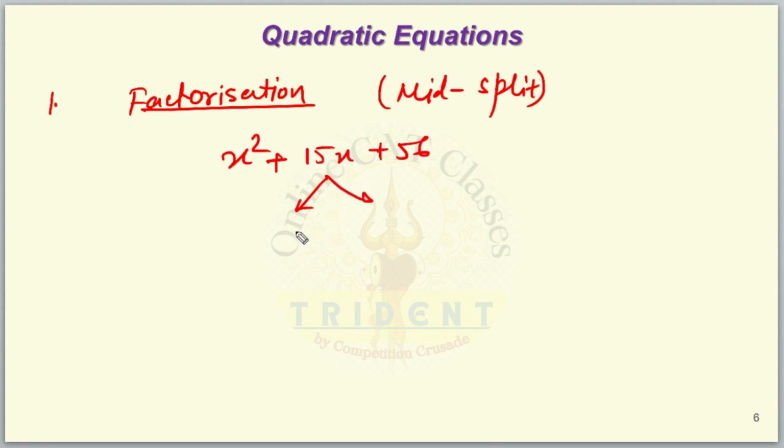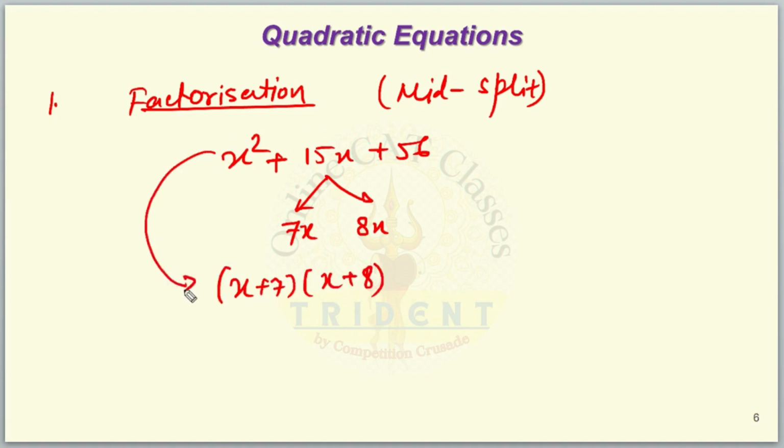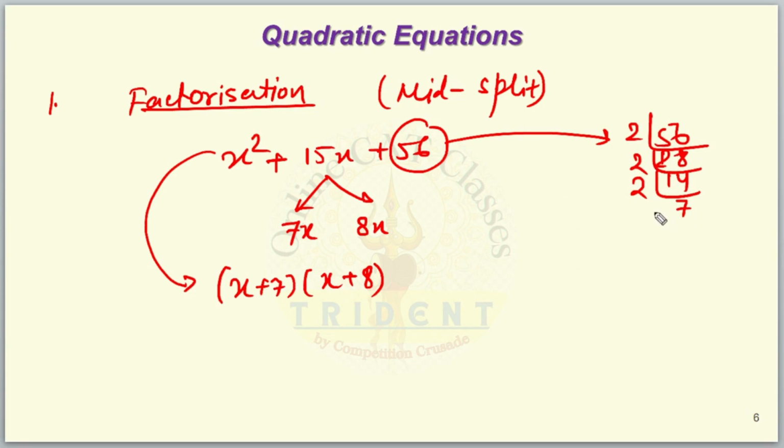If you are good with maths, you know the numbers are 7 and 8, in which case you can directly write the factors as x plus 7 and x plus 8. This is the factorized form of x square plus 15x plus 56. Or if you're a little slow, you can start with the prime factorization of 56. 2 28s are 56, 2 14s are 28, 2 7s are 14, and because 7 is a prime, we stop at that. Club these 2 into 2 into 2, that is 8, into 7. 8 7s are 56, and you have the value.